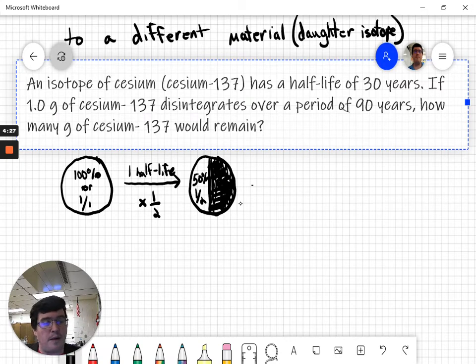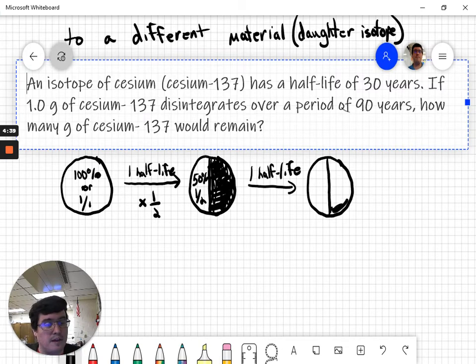Another half-life goes by, and this is where things get tricky. If another half-life goes by, what happens now? Nothing happened to this side of the circle, right? This side of the circle was already gone. It didn't care. It could be 1,000 half-lives; nothing's going to happen to that side of the circle. A lot of people say, well, then the other half disappeared. No. Only half of what remains disappears.